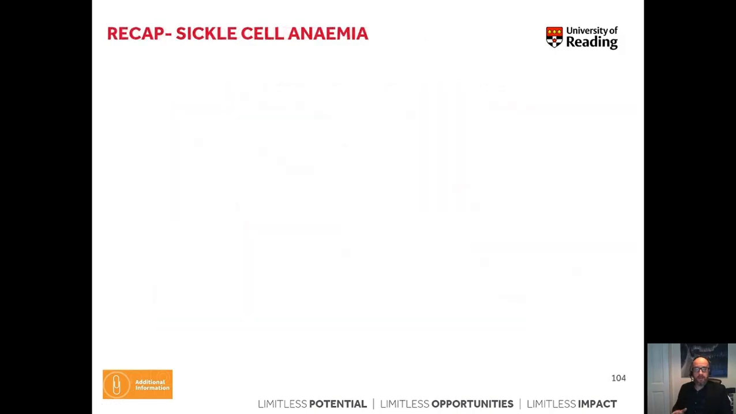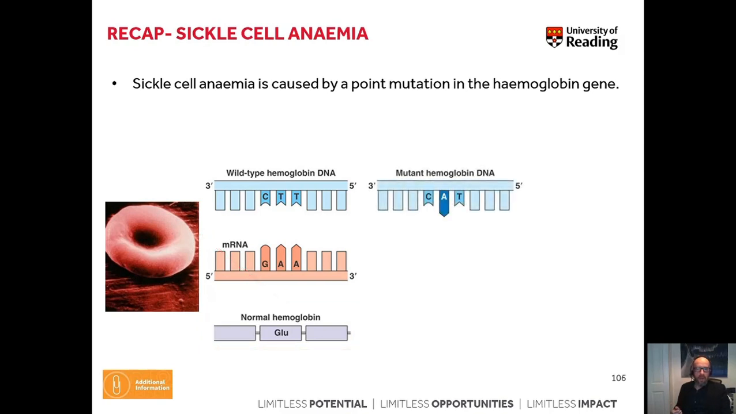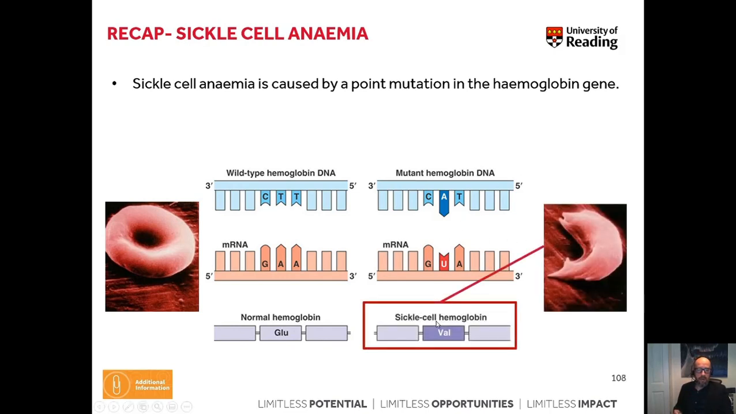So, what is the reason? In order to understand this, we need to recapitulate what we have learned about sickle cell anemia. As we know, sickle cell anemia is caused by a point mutation in the gene coding for hemoglobin. In the wild-type hemoglobin DNA, the sequence here is CTT. However, in the mutant form, the second T is replaced by an A. As a result, a different mRNA is transcribed and the resulting hemoglobin is mutated. We refer to this form as sickle cell hemoglobin.